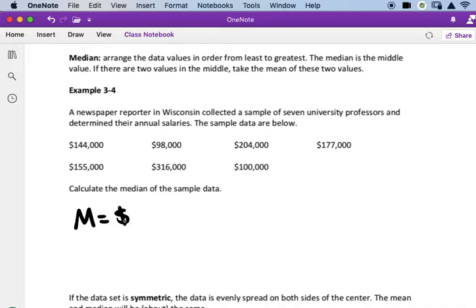Sometimes we use a capital M for median. That's not always the case, but I think you'll see that in some of the homework problems. So that's my median.